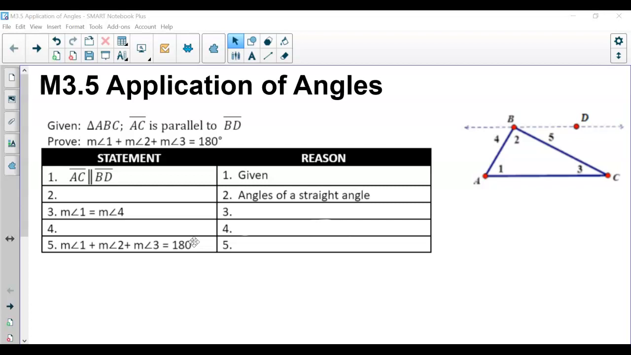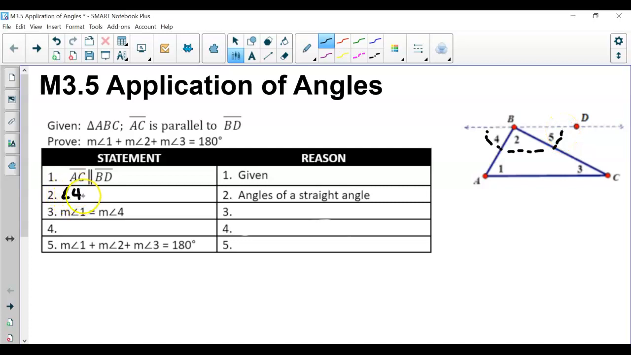Well, what angles do we have here that are forming that straight angle? Angles 4, 2, and 5, right? So angles 4, 2, and 5. So here, angle 4 plus angle 2 plus angle 5, creating that straight angle, which is how many degrees? 180. And we know this because the angles of a straight angle add up to 180.